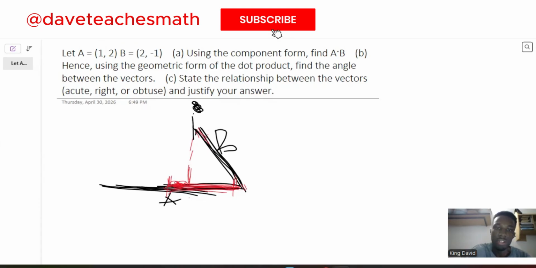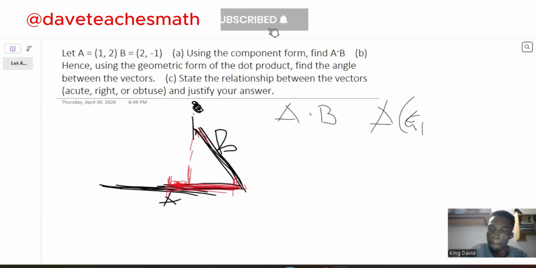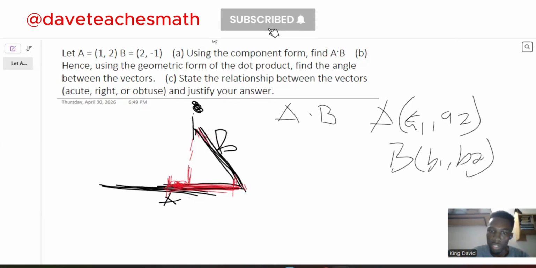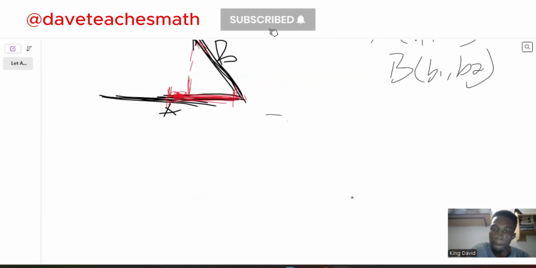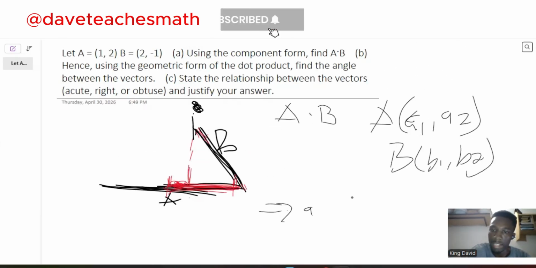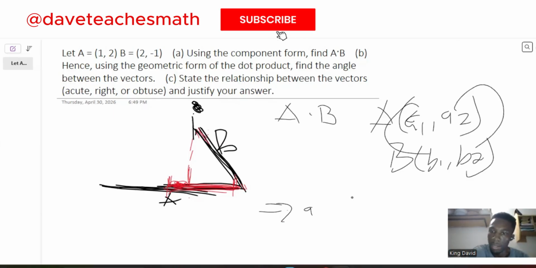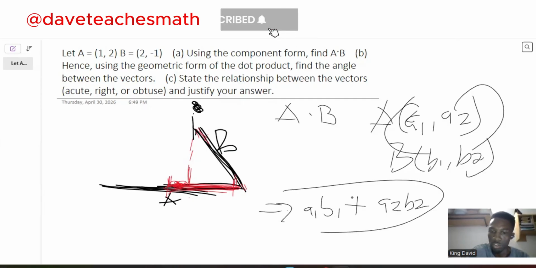Okay, and when it comes to dot product, there are two forms. The first form is the component form. So if you have A dot B, supposing A has components of A1, A2, and B has components of B1, B2. Now the dot product between these two is going to be A1, I'm going to have the x-axis multiplying the x-axis, and then the y-axis multiplying the y-axis, and then you are going to sum the two. So you are going to have A1 by B1 plus A2 by B2. So this is how you compute the dot product in the component form.